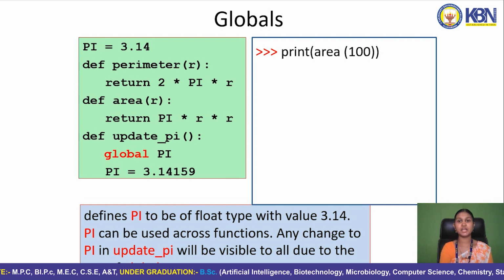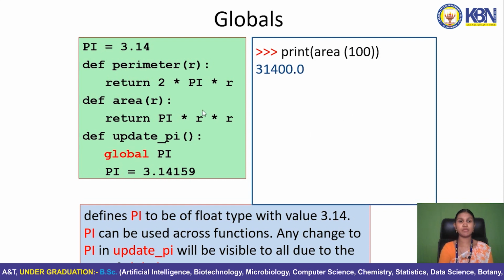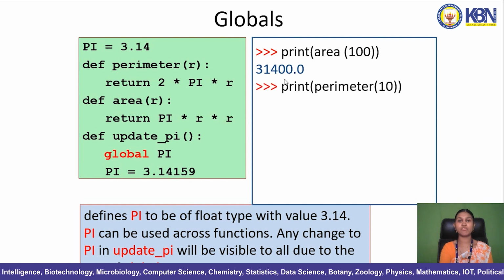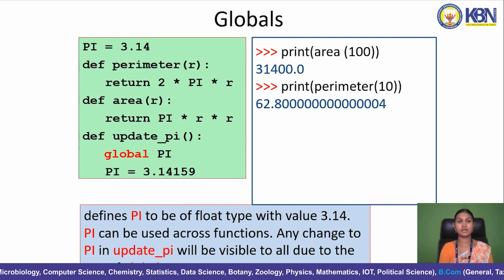Here let's say print area 100. Here you can see the area function. I am giving the R value 100. This is 3.14 into 100 into 100, these values should come to 31400. And perimeter 10. Here the perimeter R value should be 10, which means the formula is 2 into 3.14 into 10.